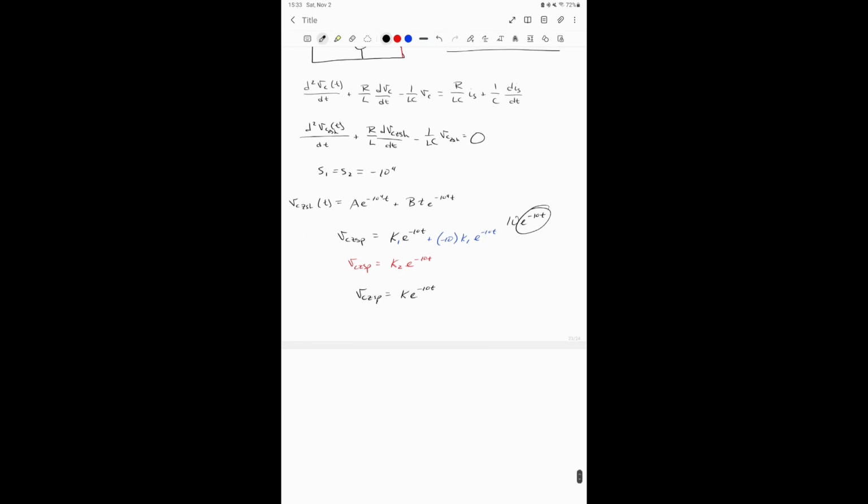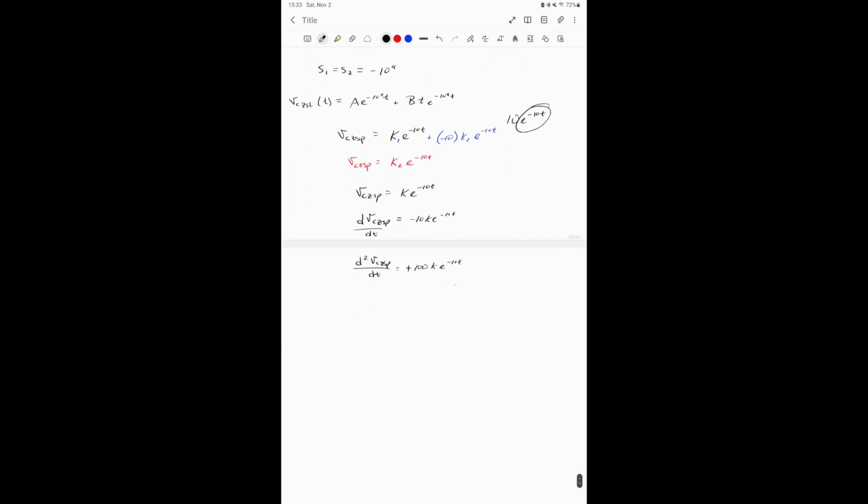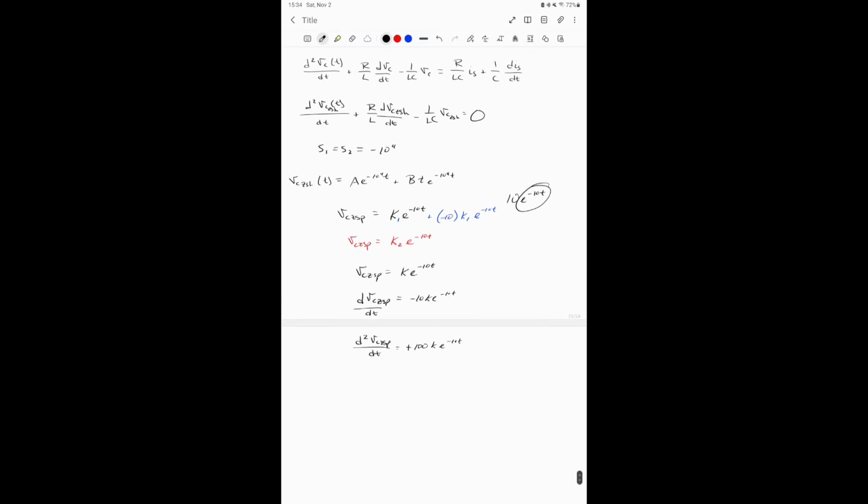So, all right. And now I mentioned last time, too, you need to go down as many levels as you have orders of differential equation. So let's do dVC 0 state particular over dt. And this is going to be equal to negative 10K e to the negative 10t. Right? And then similarly, you're going to do d squared VC 0 state particular over dt squared, which is going to be equal to plus 100 K e to the negative 10t. Right? Okay, so wonderful.